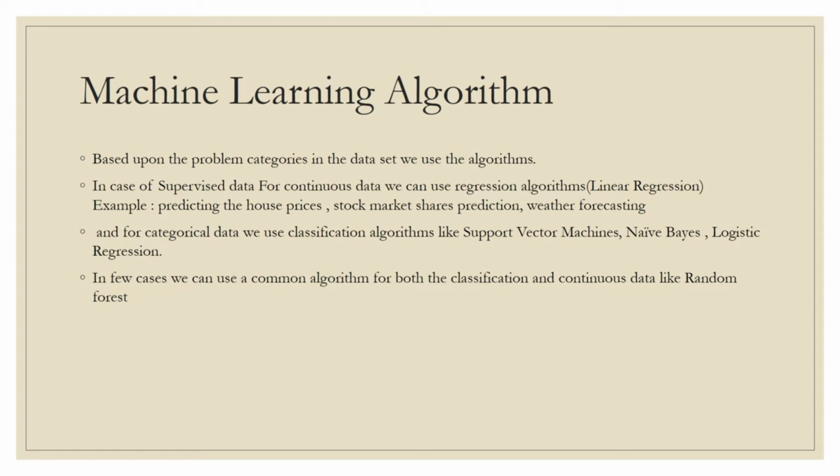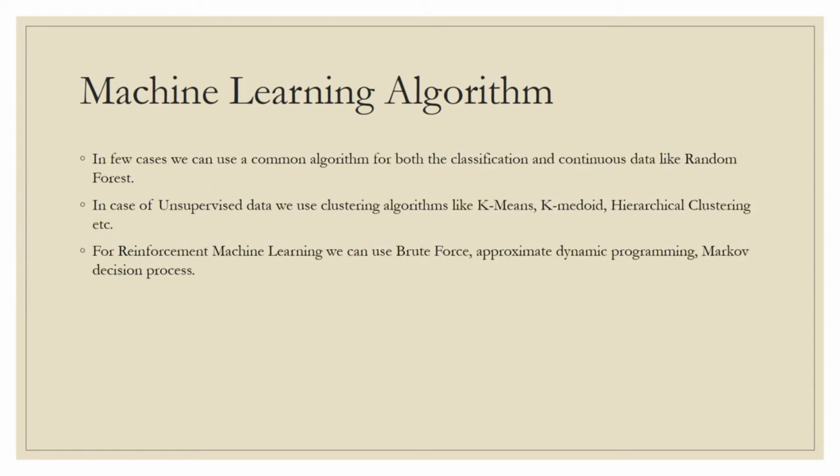Now coming to unsupervised data where the output is not known. Which algorithm do we use here? Now, here we have to keep in mind that the data needs to be grouped or clustered. Hence, we will use the clustering algorithms. The clustering algorithms are k-means, k-median or k-medoid, hierarchical clustering, etc. Now, in case of semi-supervised machine learning, we've seen that reinforcement machine learning is an example of it. So, which algorithms are we using in it? We are using brute force, approximate dynamic programming, Markov decision process.